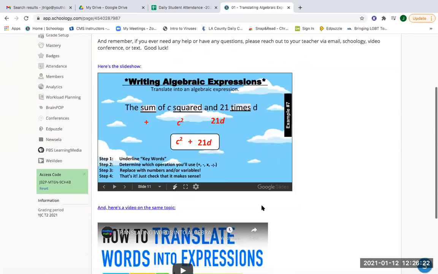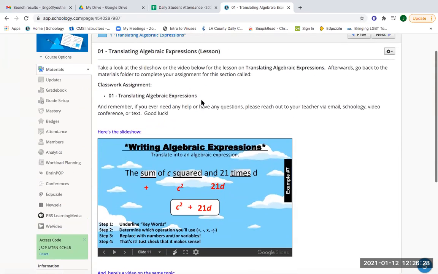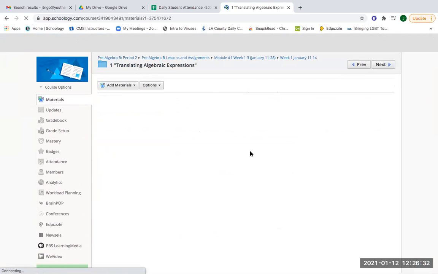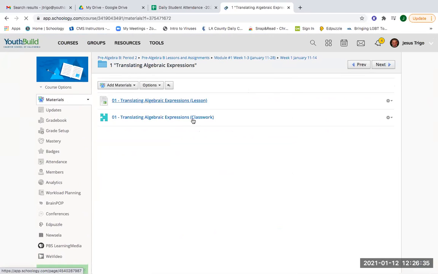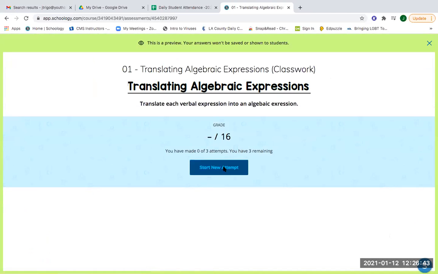There's also a video that I want you to look at because it's gonna go into more detail, but I'm gonna skip it right now. I just want to go directly to the assignment here, and I'm gonna help you with this because it is a little bit tricky. I know you guys look at it like this. So we're gonna start.